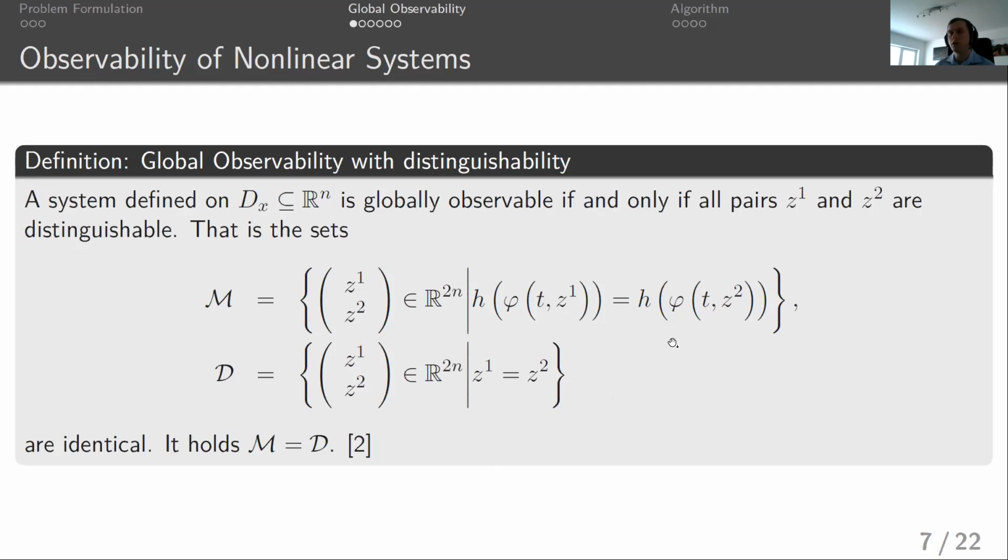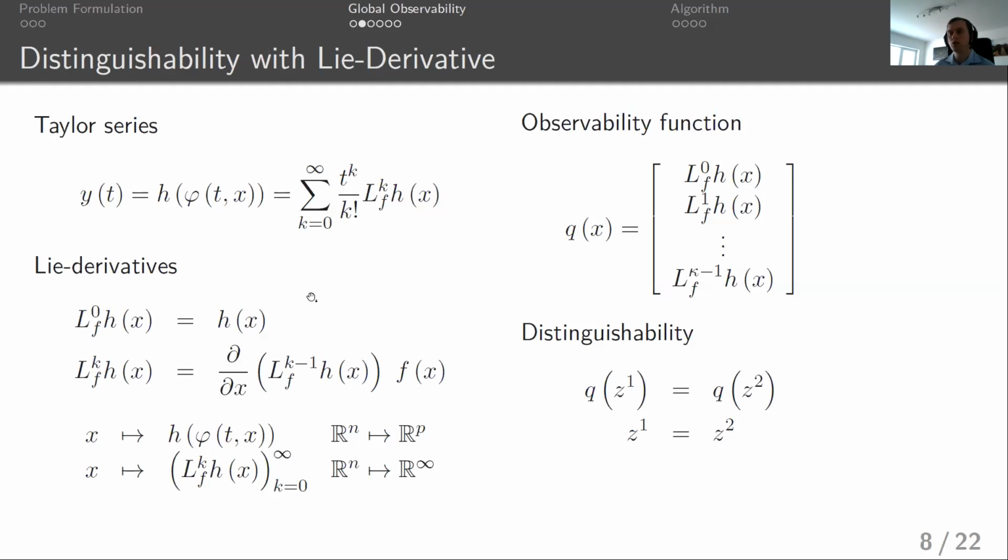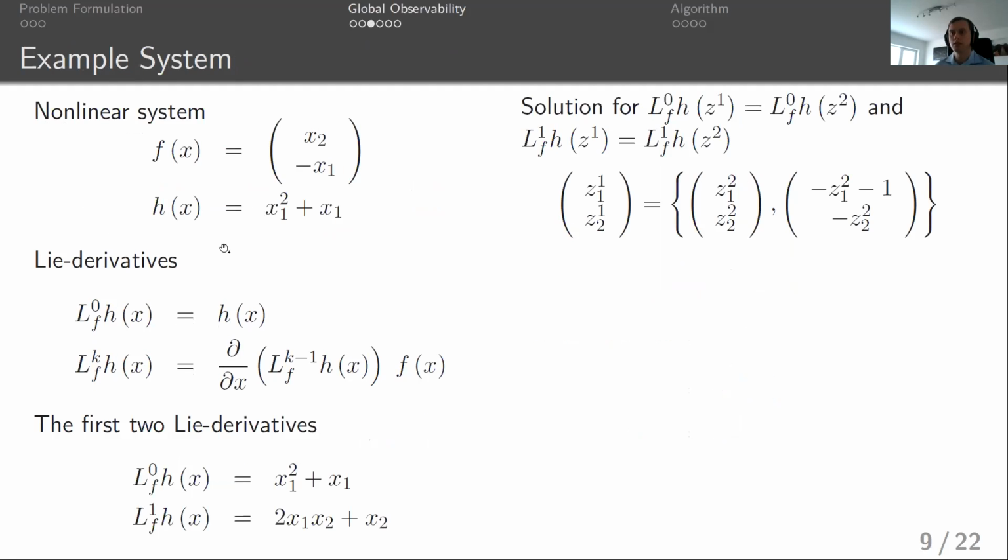For that, we use the Taylor series and the Lie derivatives, as shown in a previous talk, and construct the observability function. What I would like to mention here is the number of Lie derivatives that we need. There is no real explanation or given idea of how many Lie derivatives are necessary for a given nonlinear function. This depends on the function itself, so the number of Lie derivatives may vary with the function, and I would like to show this on a simple example. Let's consider this system here.